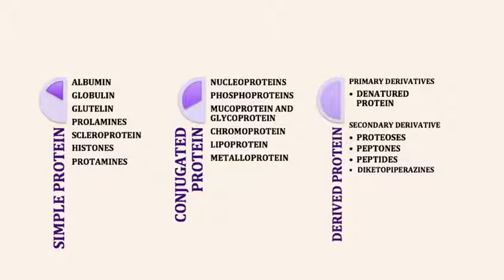Simple proteins are those which yield only alpha amino acids on hydrolysis. Let's see the subdivisions in simple proteins. The first one is albumin and globulin. They are typically simple proteins and they are easily coagulable on heating. The difference between these two is their solubility. Albumin is soluble in water, whereas globulin is insoluble in water.